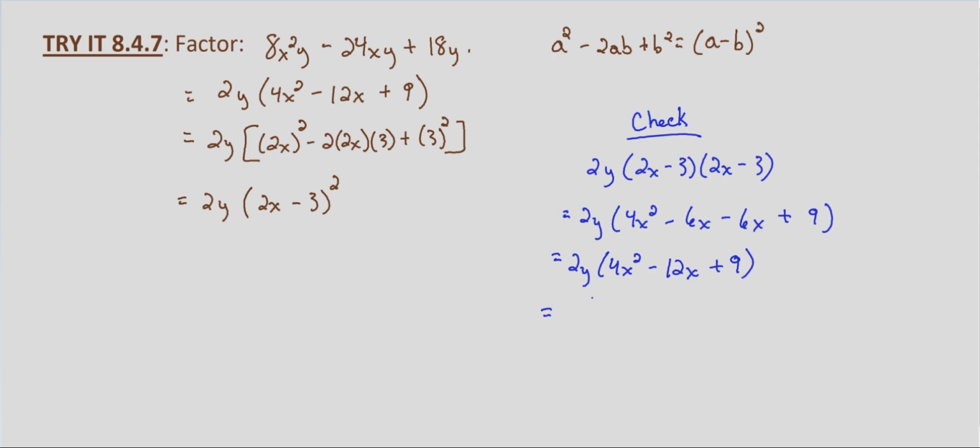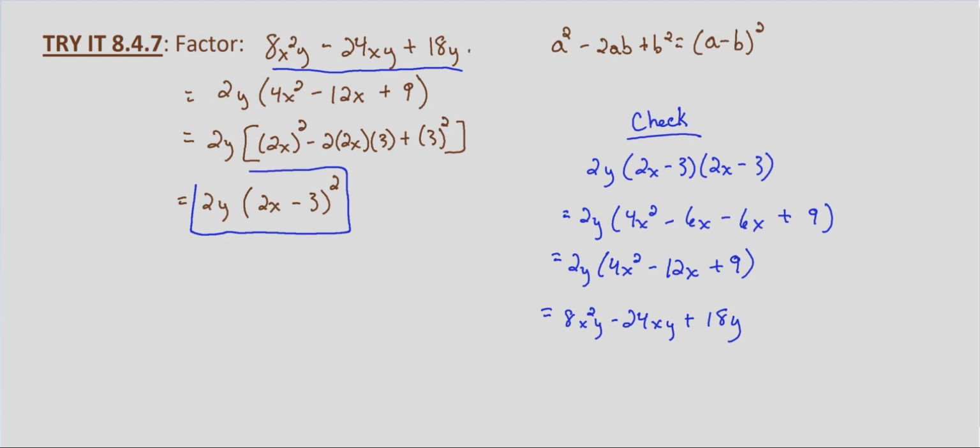And then distributing the 2y, we end up with 8x squared y minus 24xy plus 18y. And that is what we originally started with, the 8x squared y minus 24xy plus 18y. And that verifies that the factored form of the trinomial we were given is 2y times the difference of 2x and 3 squared. 2y times 2x minus 3 squared.